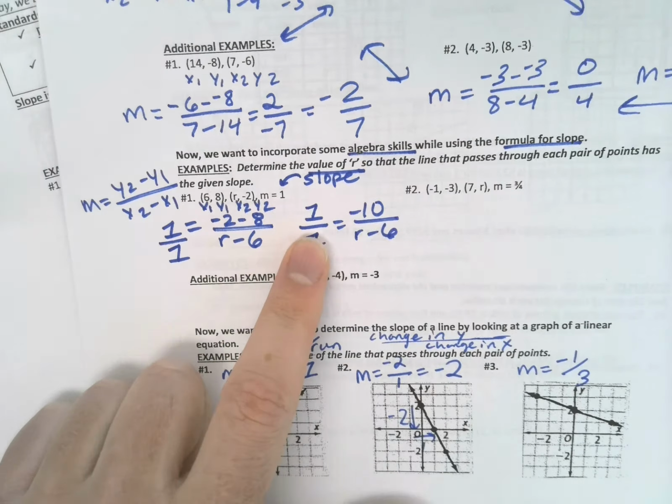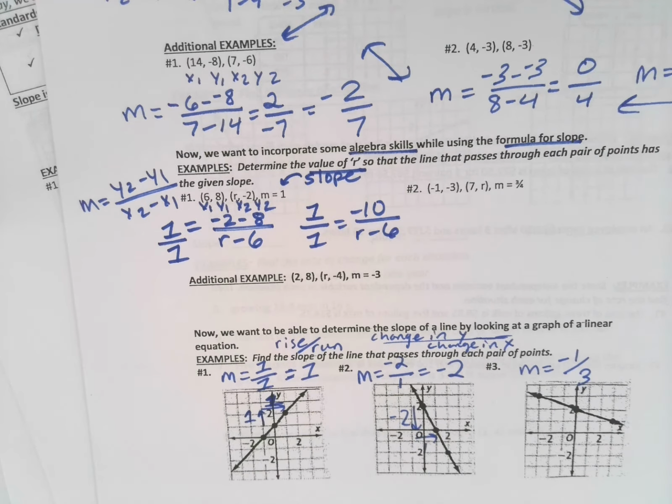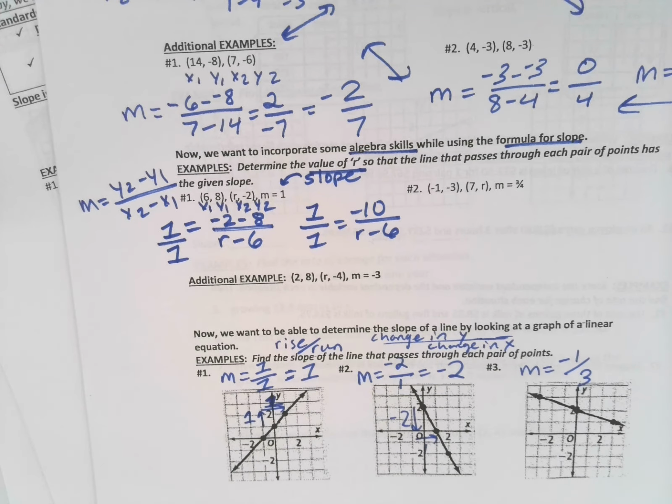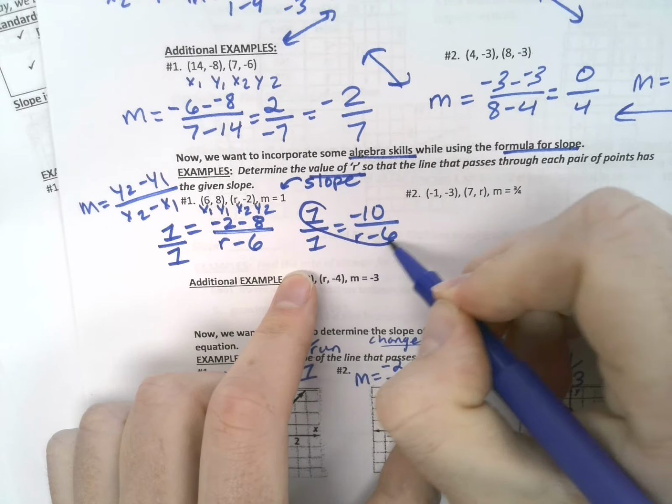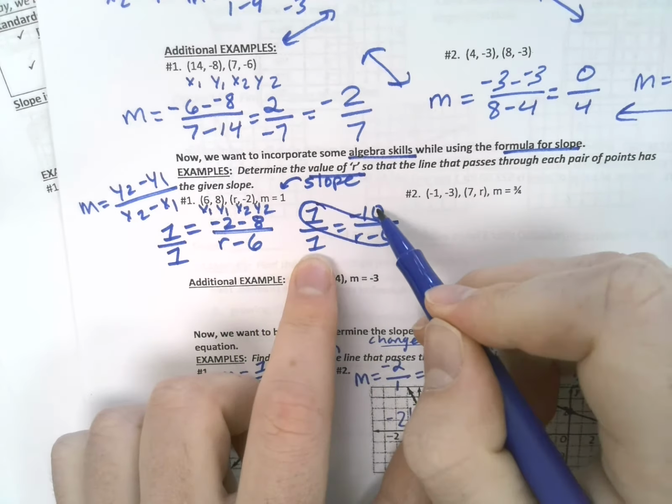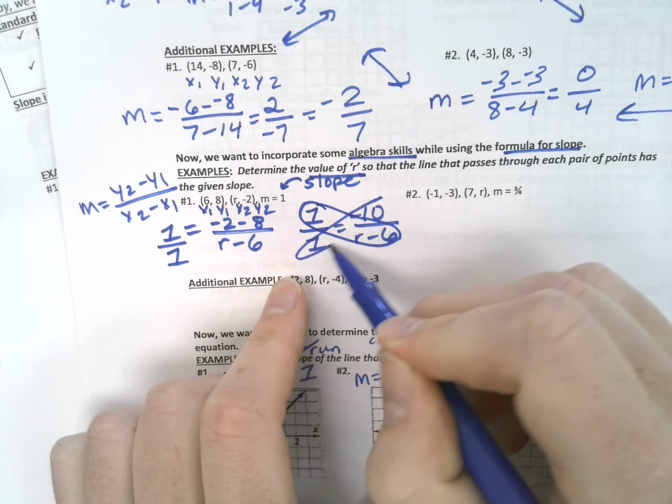So go ahead and tell us again, what are we going to cross multiply here? What's this 1 going to go with? Well, it's going to go with the R and the negative 6, right? Yep. How about the 1 and the negative 10? Will they go together? Yes.